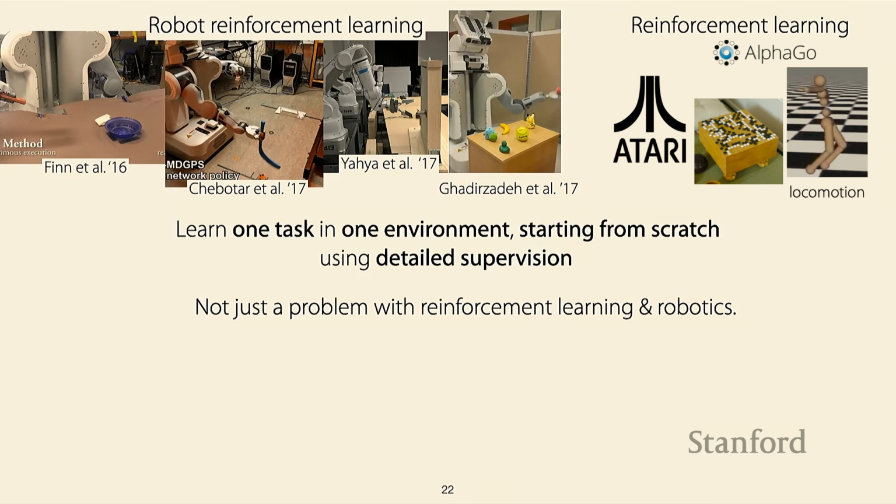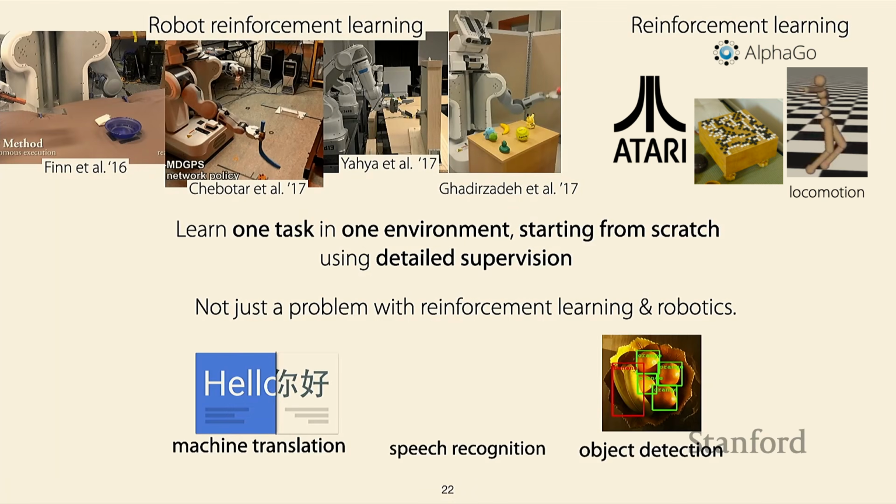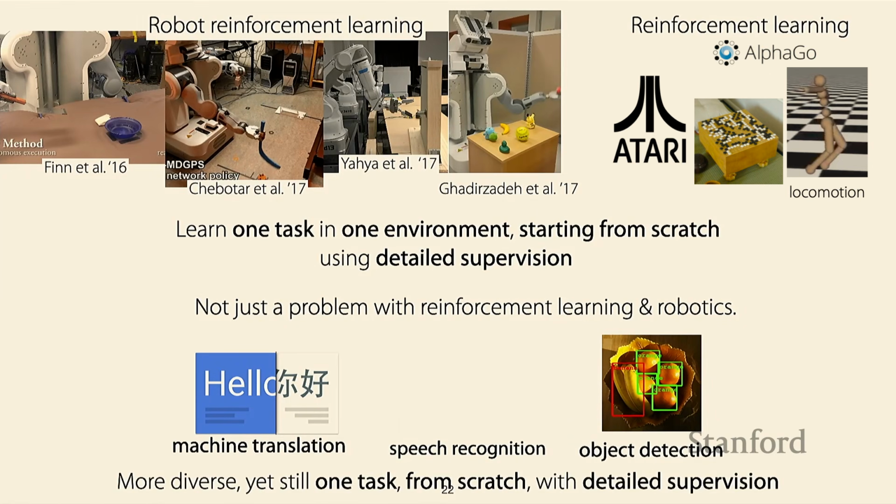And then if we want to do something else, we also need again a lot of human effort to train from scratch on that new thing. And this isn't just a problem with reinforcement learning and robotics. If you look at problems in speech recognition or object detection, these systems are trained on more diverse data, but they're still learning one task starting from scratch with a lot of supervision and engineering for that one task. And so I'd refer to all these systems as specialists. We're training a machine learning system to do one thing.